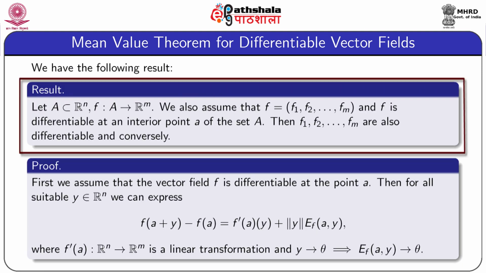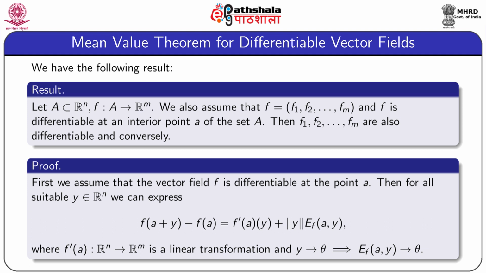Let A be a subset of Rn, F is a map from A to Rm. We also assume that F1, F2, ..., Fm are the components of F, and F is differentiable at an interior point a of the set A. We claim that F1, F2, ..., Fm are also differentiable, and further the converse is also true. That is, if we consider the differentiability of F1, F2 up to Fm at some point a, then it implies the differentiability of F at that point.